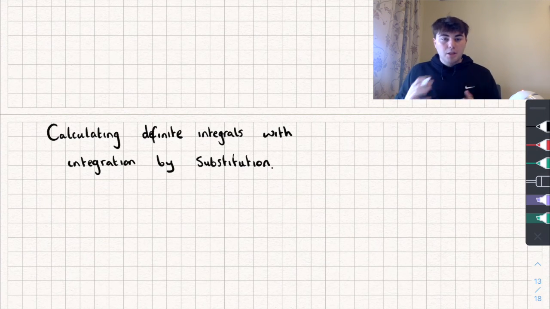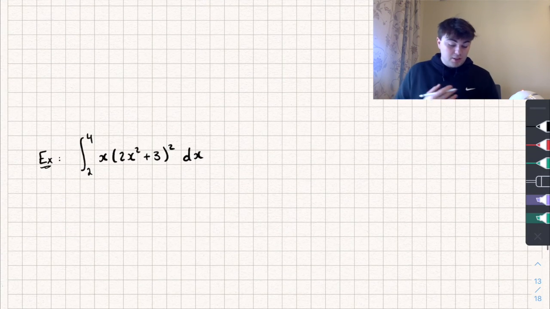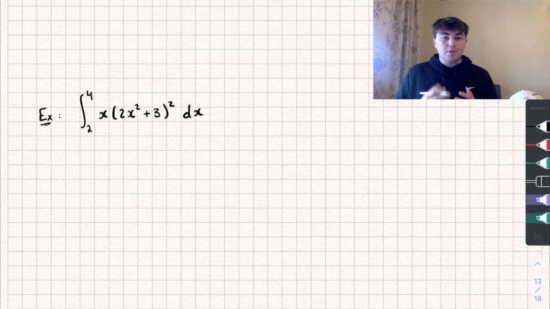I'm going to timestamp each part of the video so you can just skip through to the part that you want to see. And we'll start off with the first example. We want to integrate between the limits of 2 and 4, so that's why it's a definite integral. We have a limit, so integrate between 2 and 4 of that function of x there with respect to x.